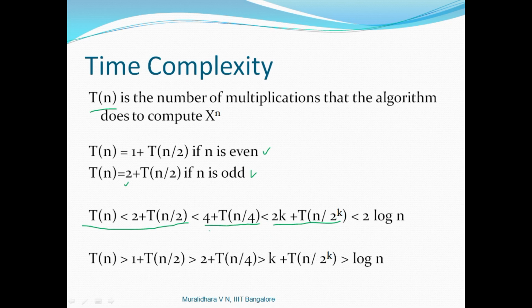Every time you will be adding a 2 constant to the summation here, but inside this T of n by 2, every time when you apply this, the power of 2 will increase by 1. So you will be adding a 2 here, but when you go inside this T of thing, every time it will increase the exponent of 2 by 1. So in general you will get T of n is smaller than 2 into k plus T of n by 2 to the power k.